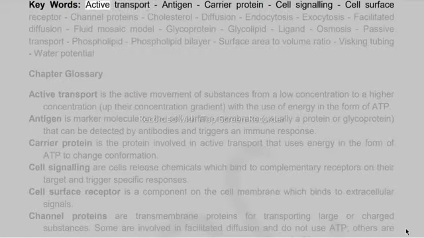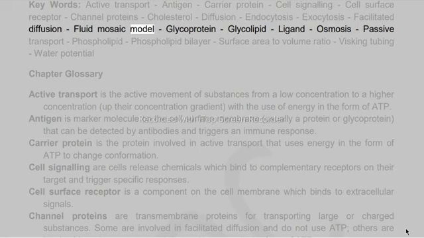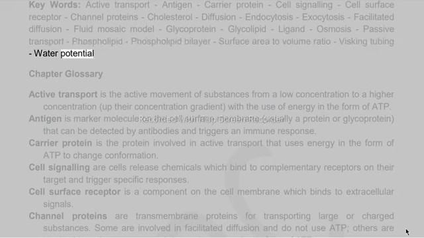Key words: active transport, antigen, carrier protein, cell signaling, cell surface receptor, channel proteins, cholesterol, diffusion, endocytosis, exocytosis, facilitated diffusion, fluid mosaic model, glycoprotein, glycolipid, ligand, osmosis, passive transport, phospholipid, phospholipid bilayer, surface area to volume ratio, Visking tubing, water potential. Chapter Glossary.